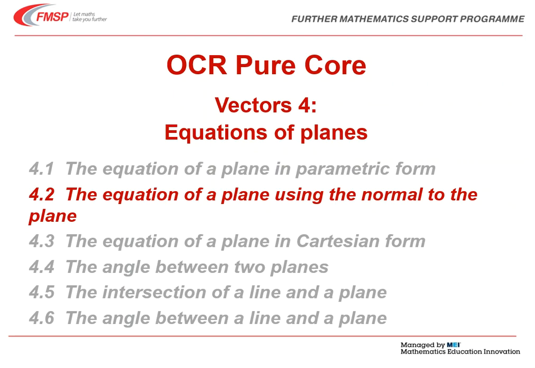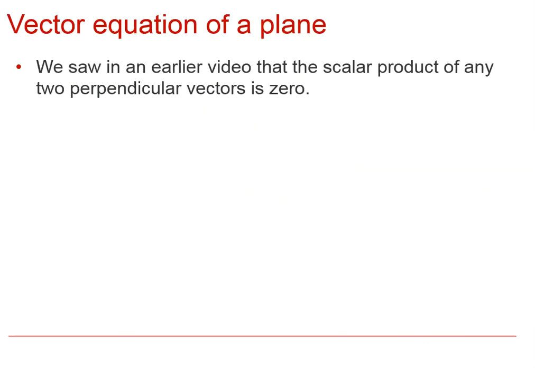This is Vectors 4, Equations of Planes, and video 4.2, the equation of a plane using the normal to the plane. So we've seen previously how to write the equation of a plane using parameters, and now we're going to use the normal, which is something that is perpendicular to the plane.